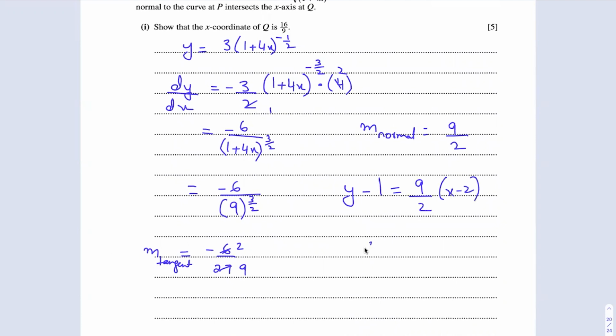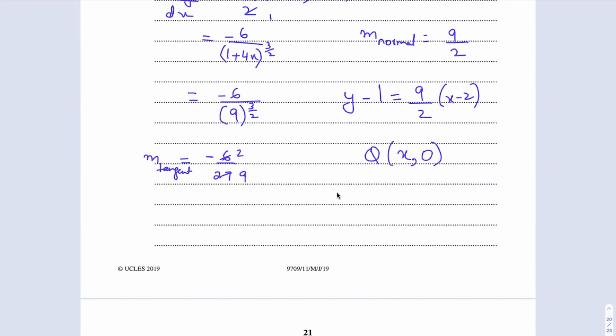For the coordinates of Q, we know that it is lying on the x-axis, which means the coordinates will be (x, 0). Substituting 0 in place of y, we get minus 1 is equal to 9 upon 2 into (x minus 2). So this will become minus 2 is equal to 9x minus 18. So minus 2 plus 18 will be 16. So x is equal to 16 upon 9.